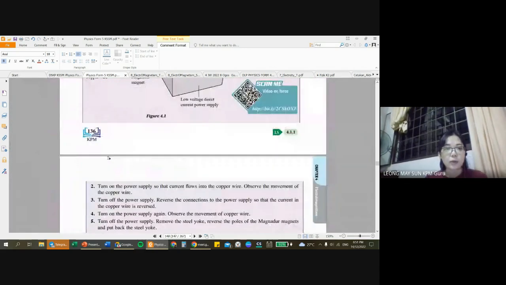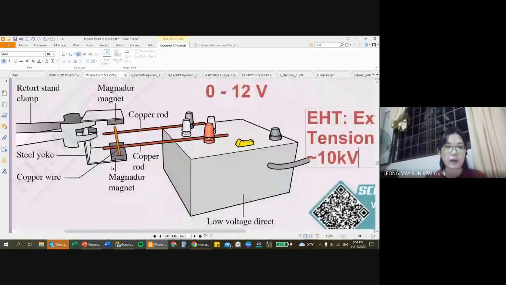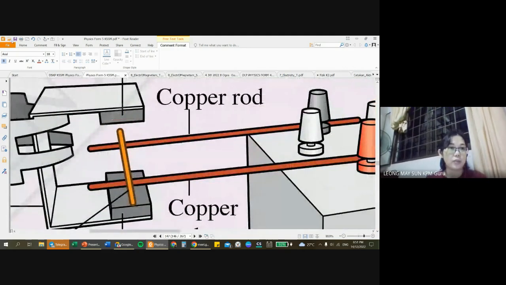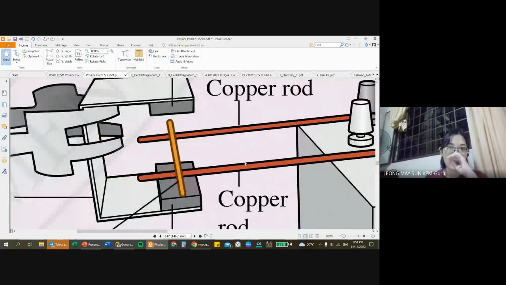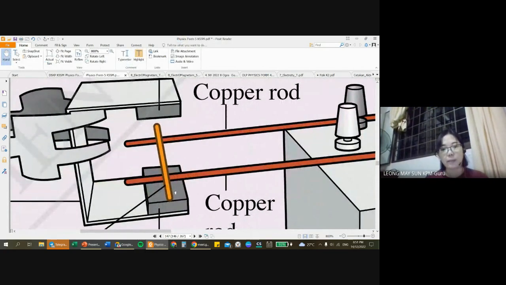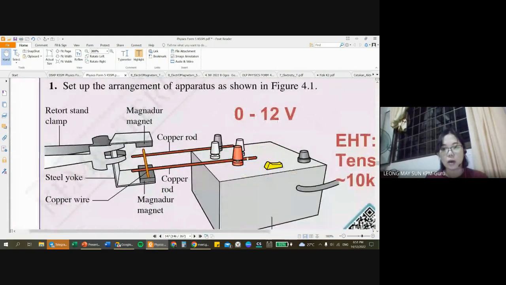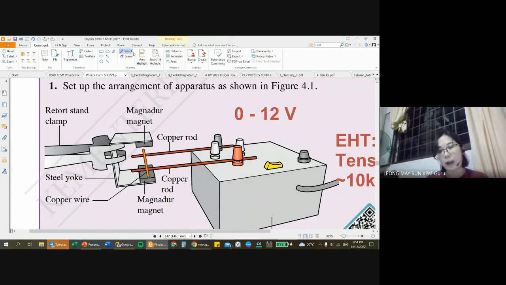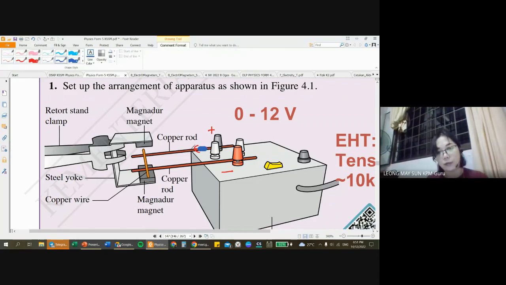In this case, what we are trying to find out, let me show this very clearly. That's the reason why I magnified it. We have the magnets at the top and below, and then it's connected to a power supply. When there's a power supply, this one is normally negative, the black is normally positive. So the current will flow from the positive through the copper rod.